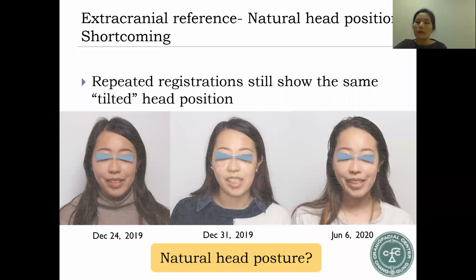I think maybe I got natural head posture, rather than the natural head position. The terms natural head posture and natural head position seem to be interchangeable in some early studies, but in recent studies, authors suggested that it's important to distinguish between natural head posture and natural head position.